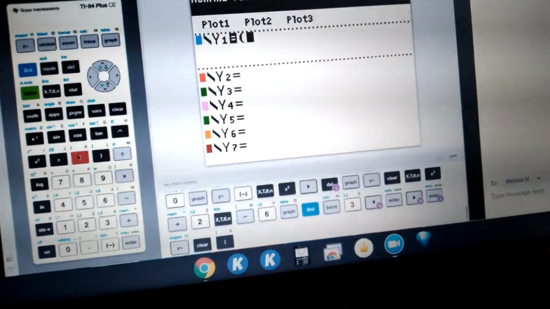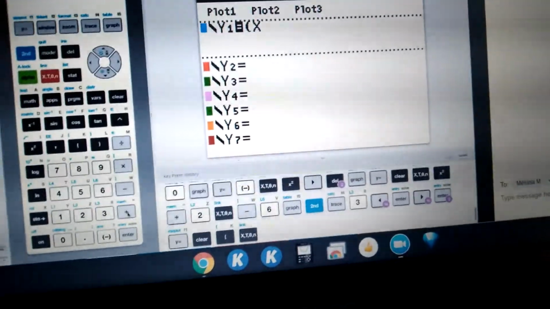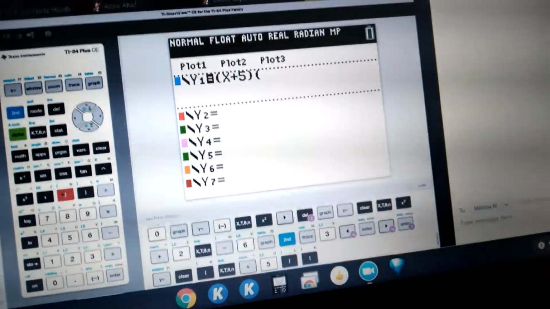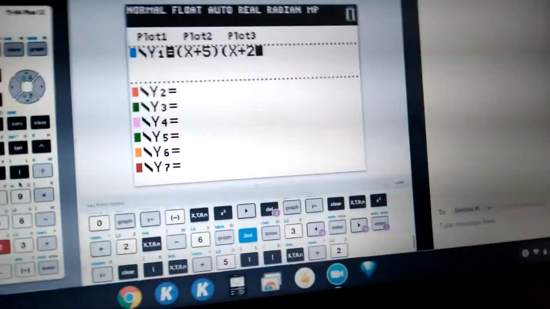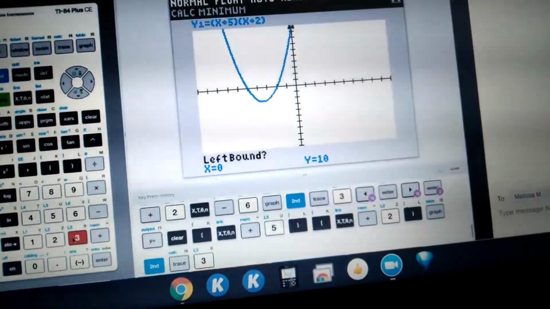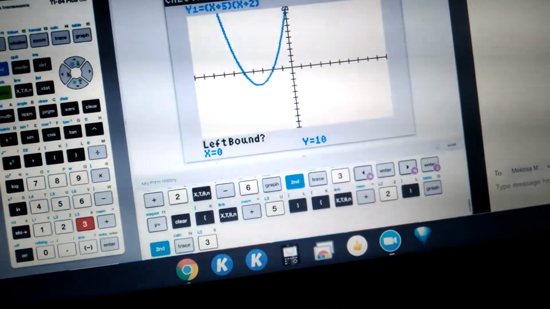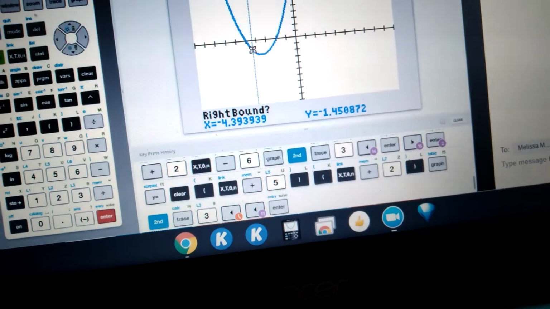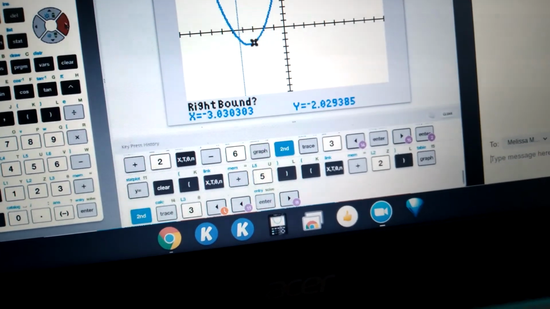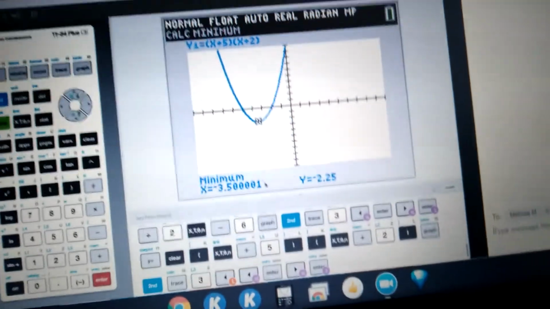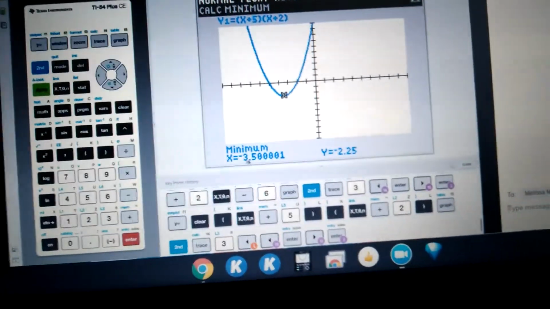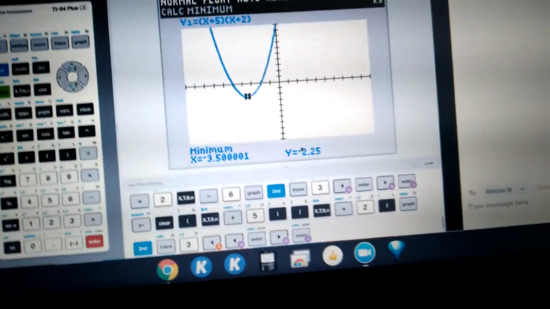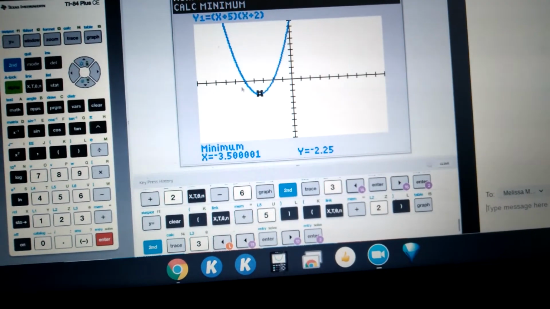So I go to y equals, I hit enter. I type parentheses, x plus 5, close parentheses, open parentheses, x plus 2, close parentheses. I look at the graph. I see, oh yeah, I got a minimum. Second, trace. I want option 3 for minimum. My cursor is way up here. Move the cursor down. Left bound, left of the lowest point. Enter. Right bound. Move the cursor slightly to the right. Enter. Enter again. My minimum occurs at x equals negative 3.5 and y is negative 2.25. Everyone understand?